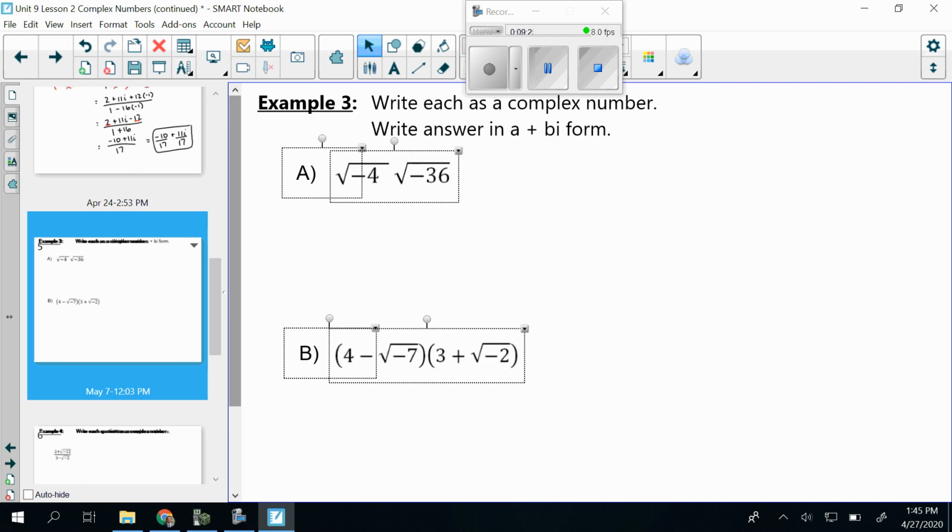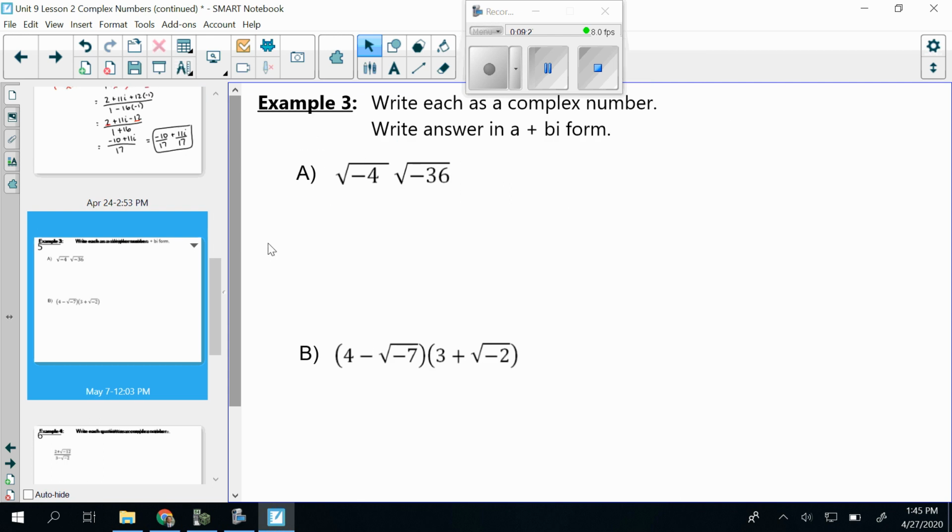All right, how to do these now with square roots. If you got square roots of negatives, we know from last time that those can be changed to i. So what we want to do here is change this to an i and change this to an i. So this is going to be i square root of 4 and i square root of 36. And they're being multiplied, there's nothing in between, so they're times. i times i is going to be i squared.